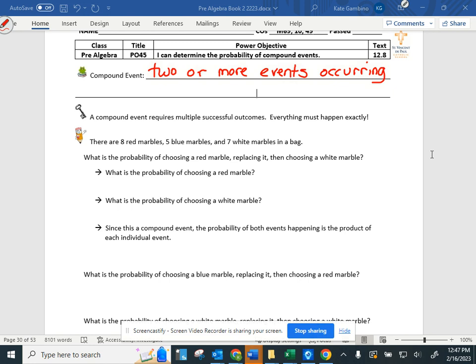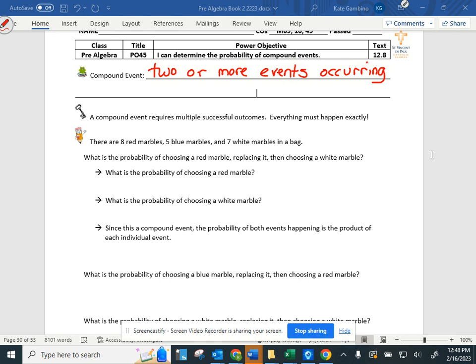Everything must happen exactly. So let's say there are 8 red marbles, 5 blue marbles, and 7 white marbles all in a bag. What is the probability of choosing a red marble, replacing it, then choosing a white marble? How would we go about finding that probability? What do you think, Hugo? Multiplying. Think about how did we find probabilities? We weren't multiplying with the probabilities. Let's multiply the two probabilities together.